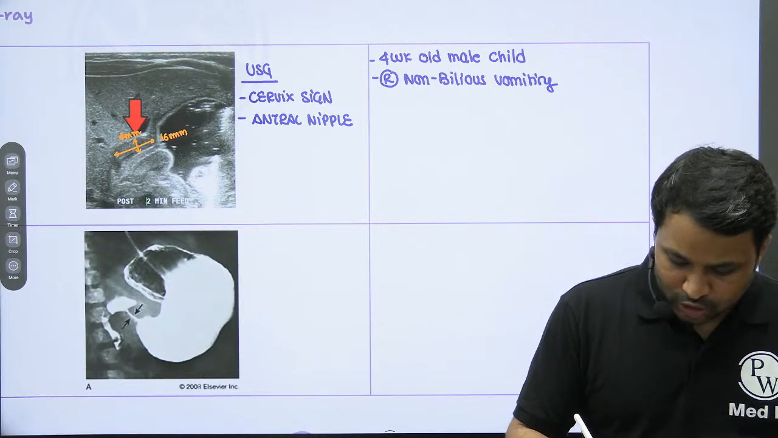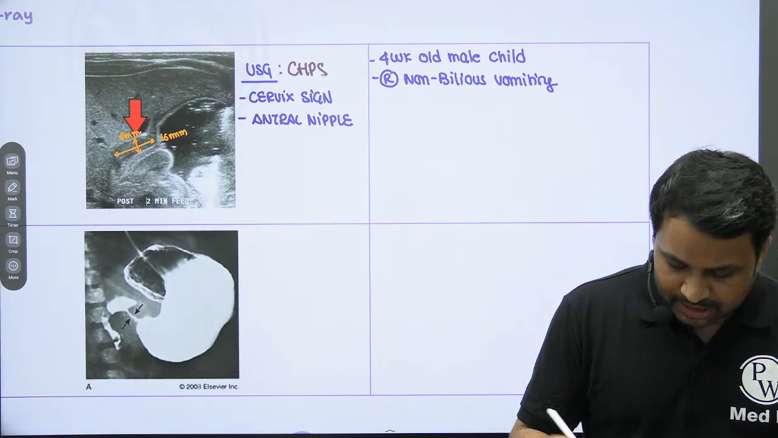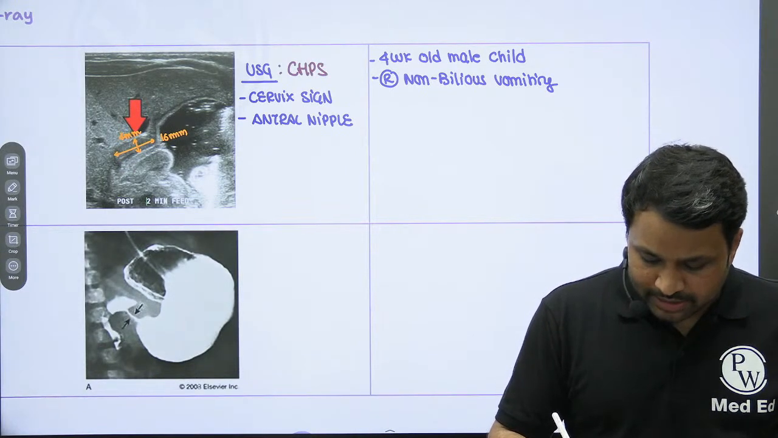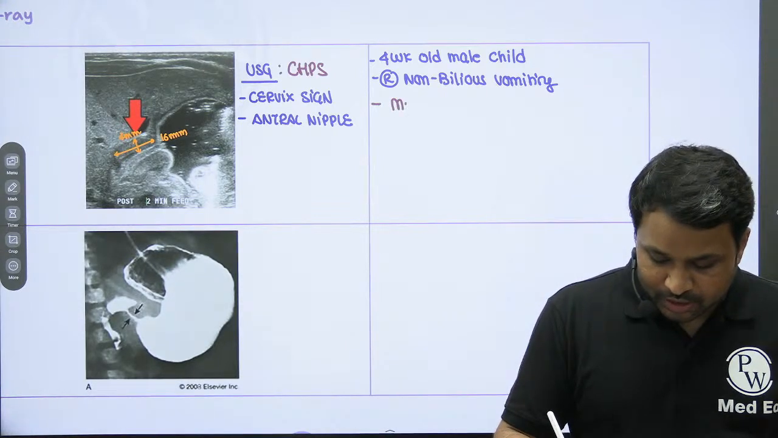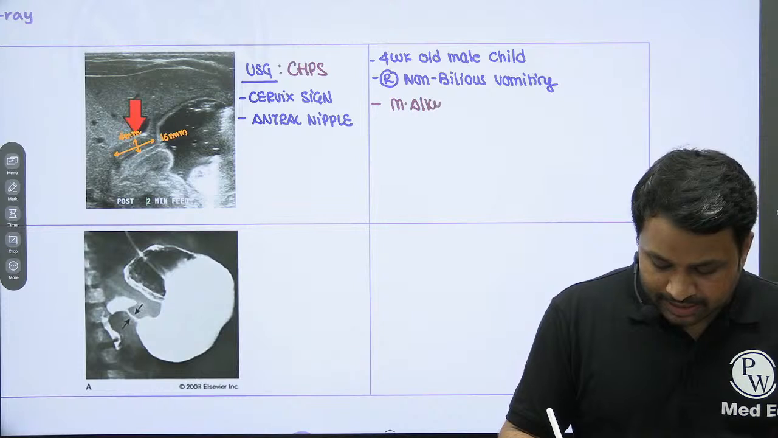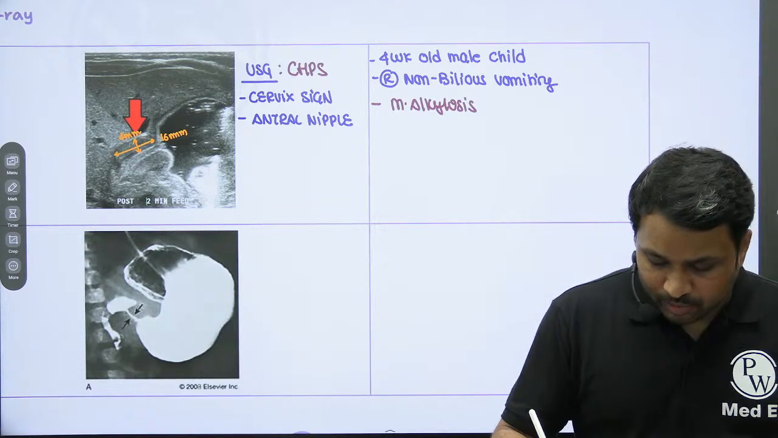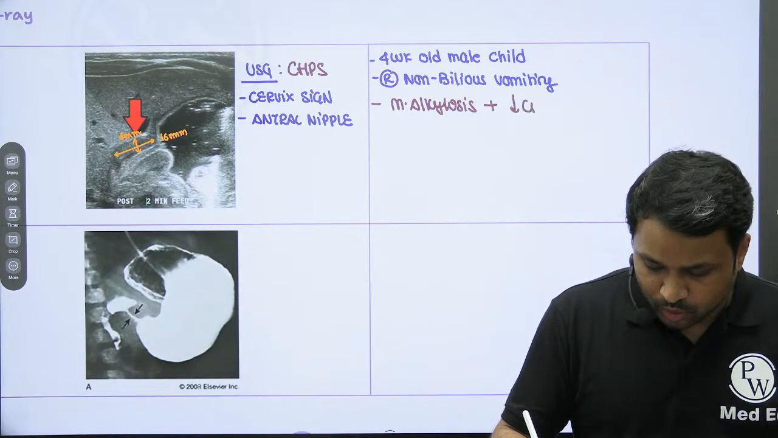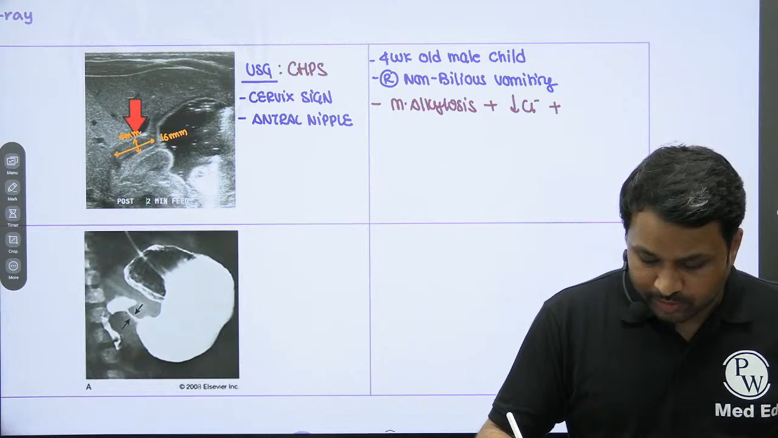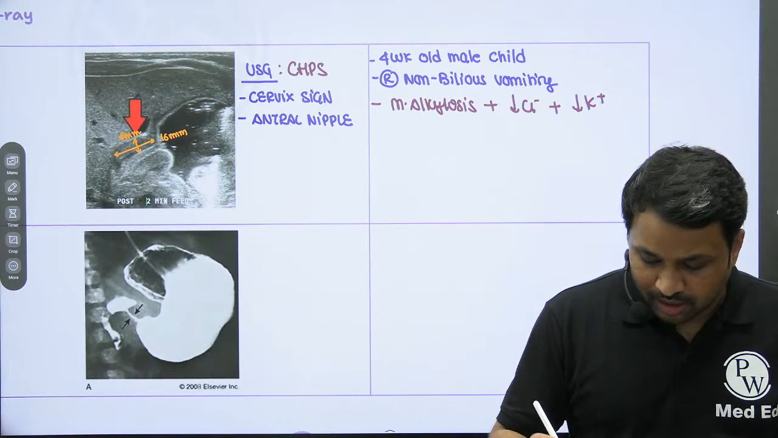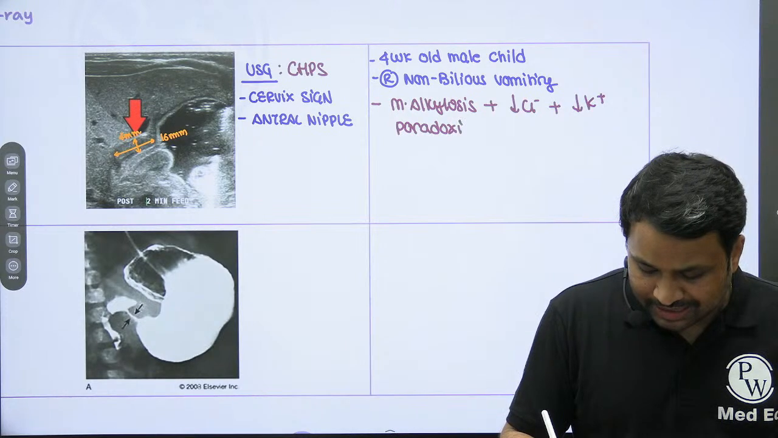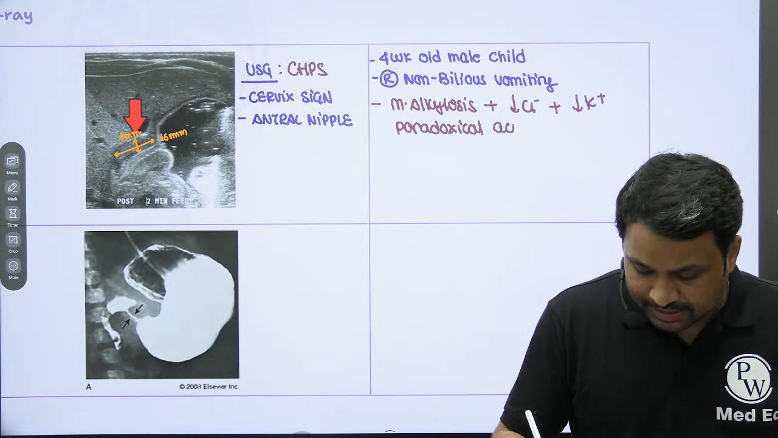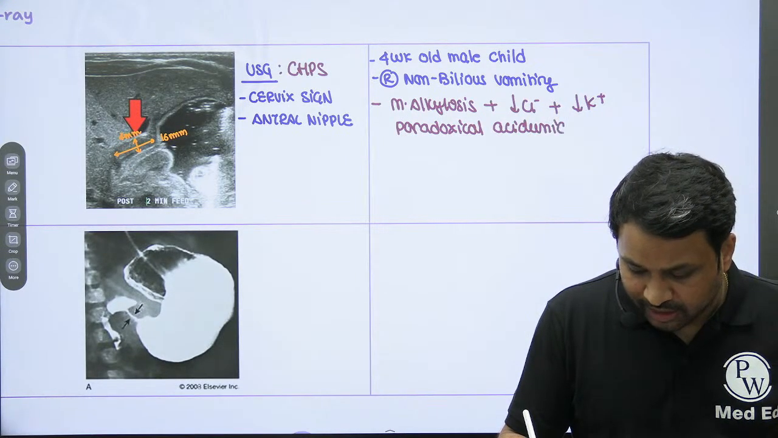तो ये जो हमारा ultrasound है वो CHPS का है. We have already discussed it. What is important? What is the electrolyte imbalance that you have? The electrolyte imbalance that you will see is going to be metabolic alkalosis. Along with metabolic alkalosis, there will be hypochloremia. Along with hypochloremia, there will be hypokalemia. With that, there will be presence of paradoxical aciduria.